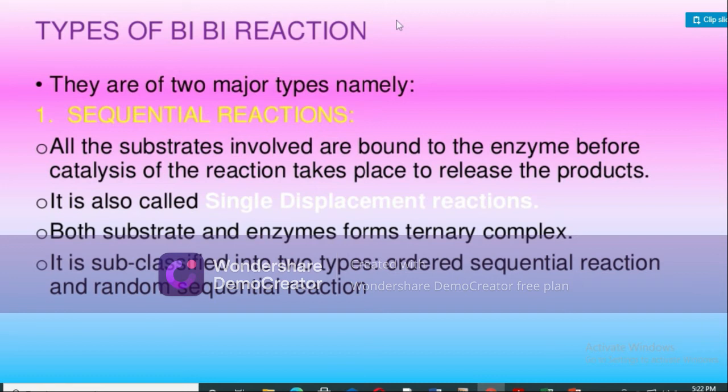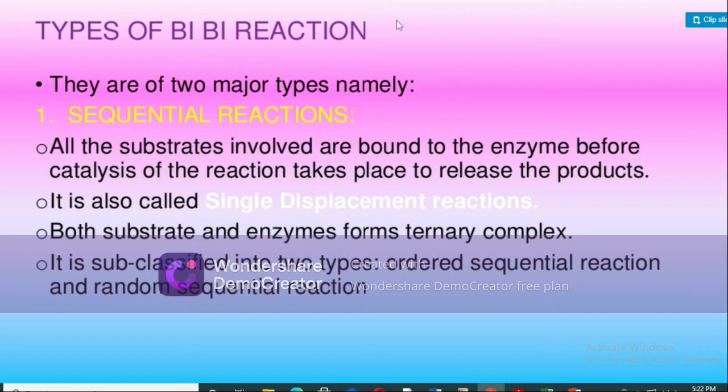So for example, these sequential reactions, we call them single displacement reactions. Why do you call it single displacement reaction? It means that the two substrates must bind to the enzyme and be displaced at the same time. So they are binding together, the substrates, and the products are also released at the same time. So that is why it's called single displacement. A and B join to the enzyme, then you release the products also at the same time.